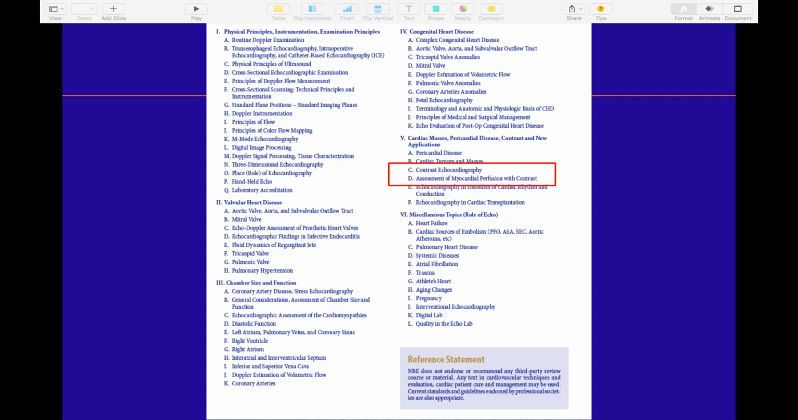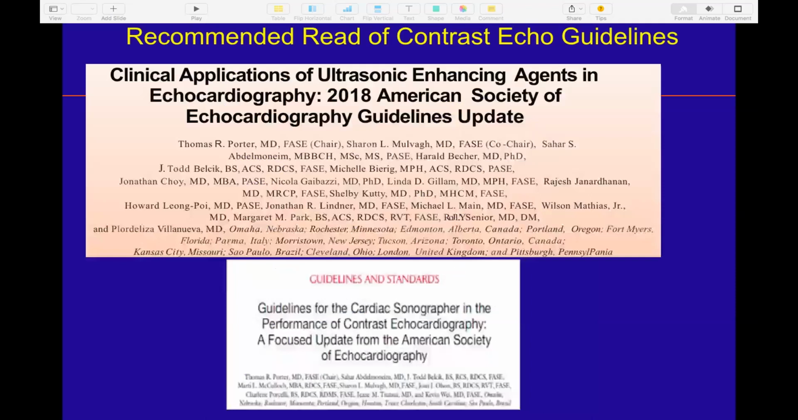This is the NBE board exam outline, showing contrast and perfusion, even though perfusion is not formally widely used. I think the concepts are very sound, and so we will definitely go into it. So the recommended read I would suggest is two papers, apart from the contrast zone in the American Society of Echo website, which gives you a lot of information, but these are the most updated guidelines, both from the sonographer standpoint and from the physician standpoint, that I would recommend as a read for you.